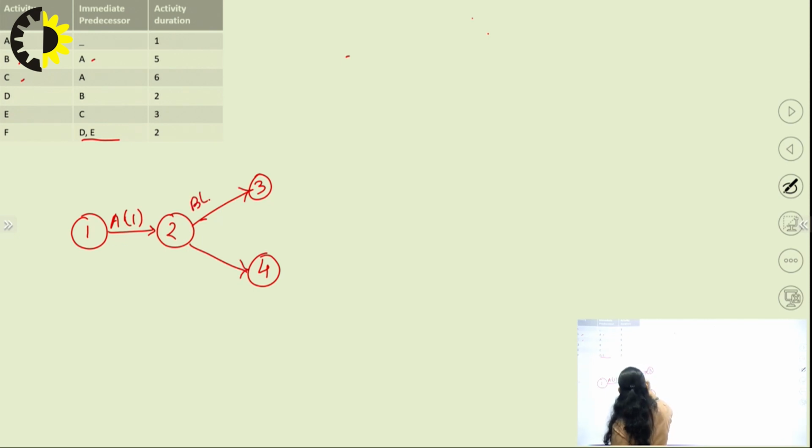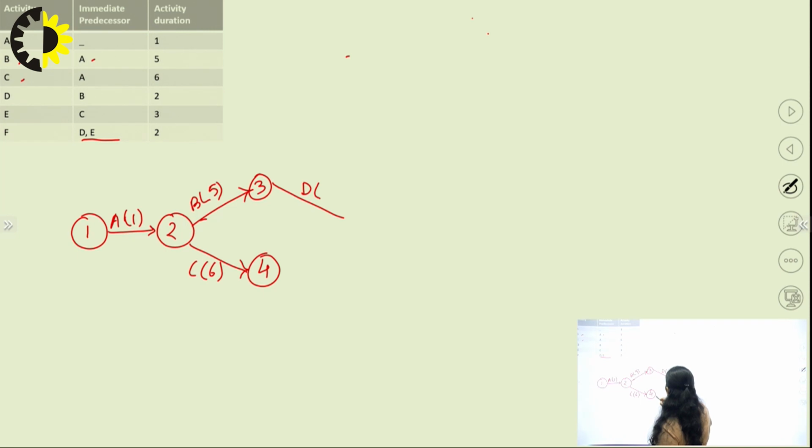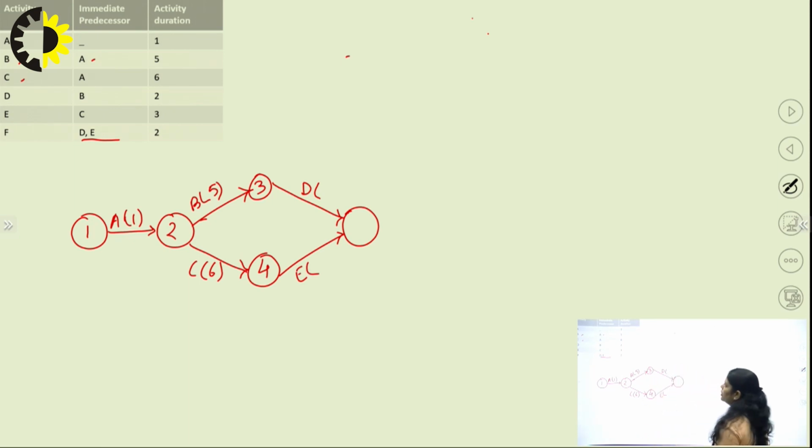So we can write down B activity here, we can write down C activity here, and the time durations for B and C are 5 and 6. So we will write here 5, we will write here 6. After that, we can see the immediate predecessors of D and E are B and C. So this is activity D and this is activity E, and the time frame for D is 2 and for activity E is 3.